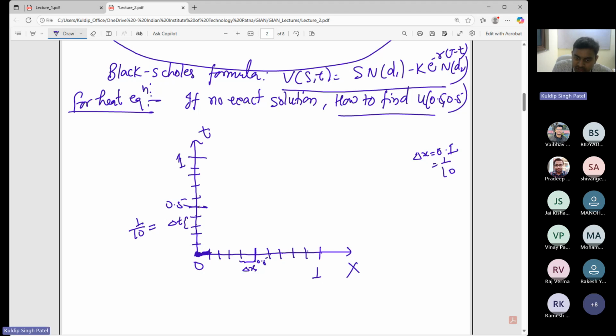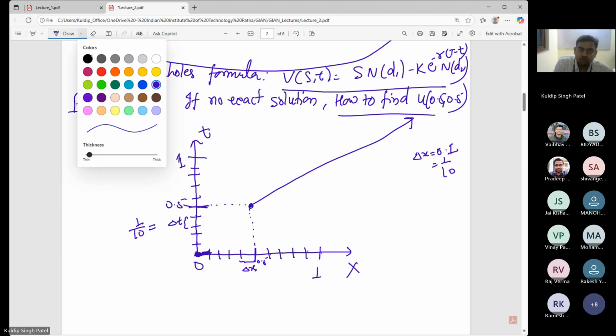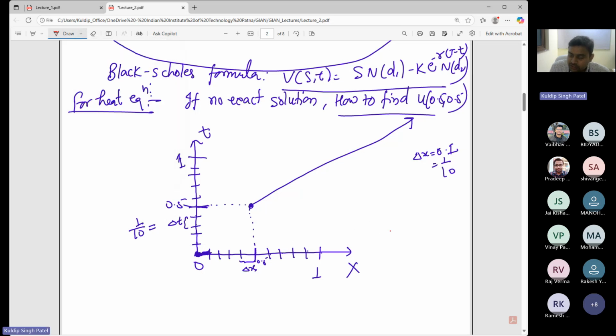So technically, you want the value of u at this point. Agree, everyone? You want the value of u at this point. This is what we are going to do. And what is your initial condition in this figure? We'll try to make this figure in that way.